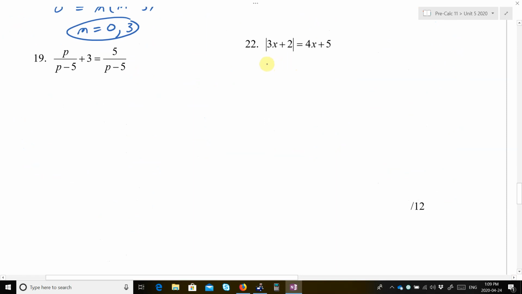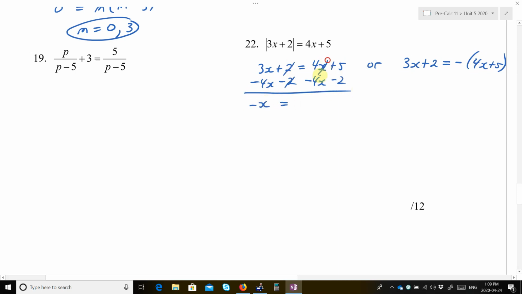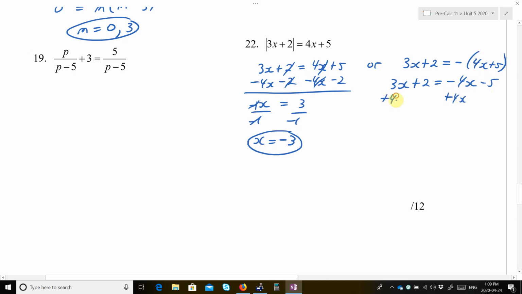All right, number 22. 3x plus 2 can equal 4x plus 5, or the other equation, 3x plus 2 could be the negative of that. Over here, x is equal to negative 3, which we will need to check. And this one, we will get 3x plus 2 equals negative 4x minus 5. Seven x equals negative 7. And so x equals negative 1.